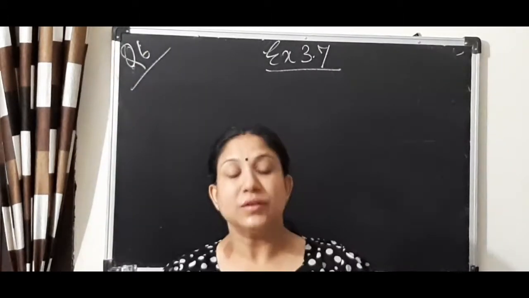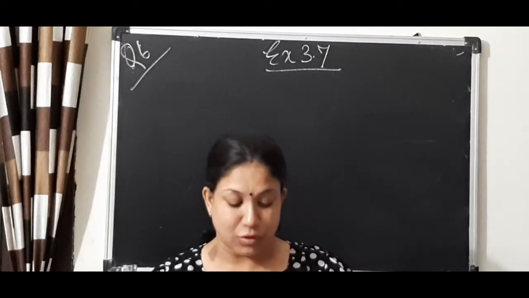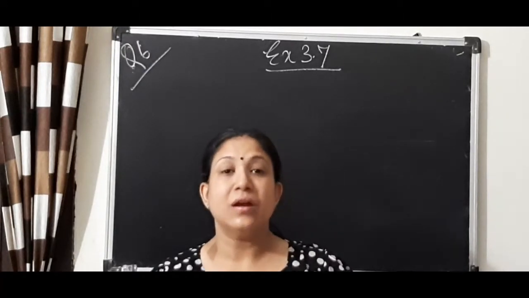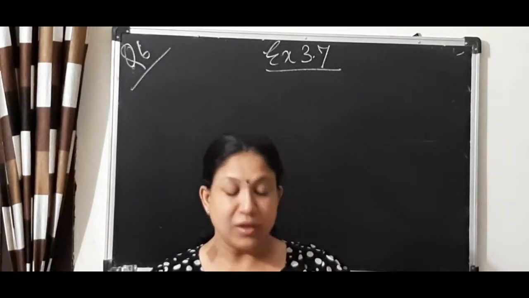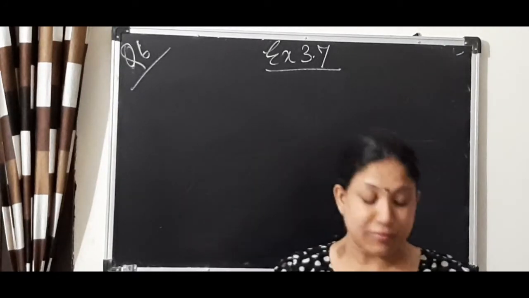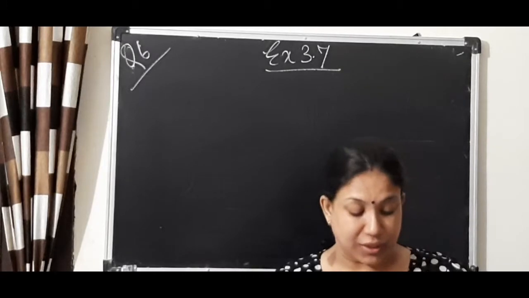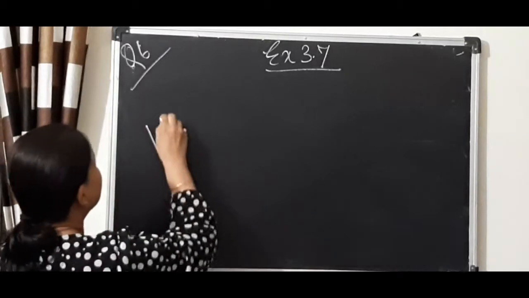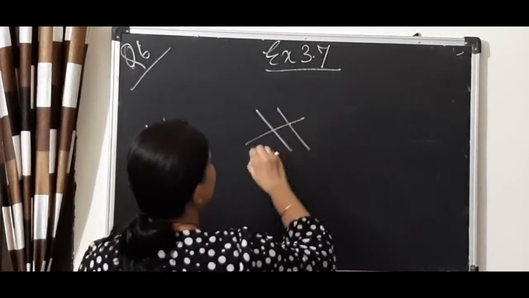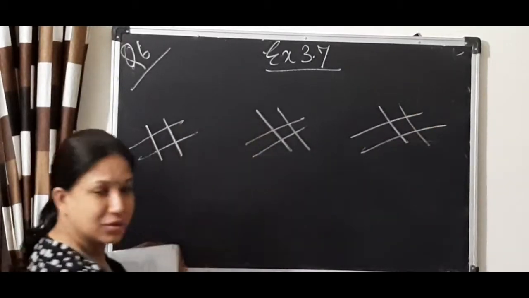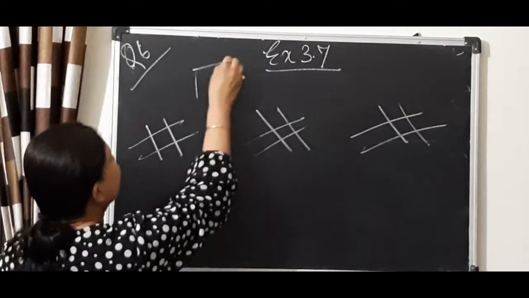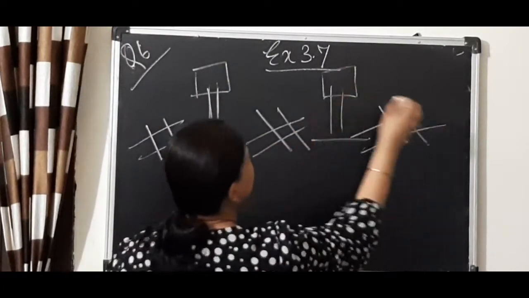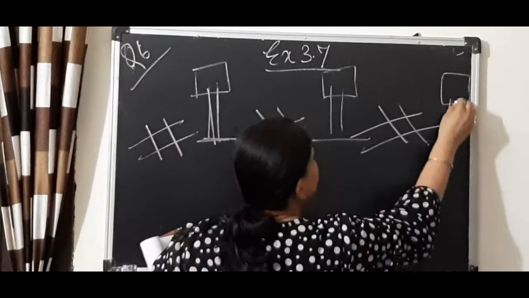The sixth question is: the traffic lights at three different road crossings change after every 48 seconds, 72 seconds and 108 seconds respectively. If they change simultaneously at 7 a.m., at what time will they change simultaneously again? Here, the question is about three road crossings at different locations, and their traffic signals are set up.